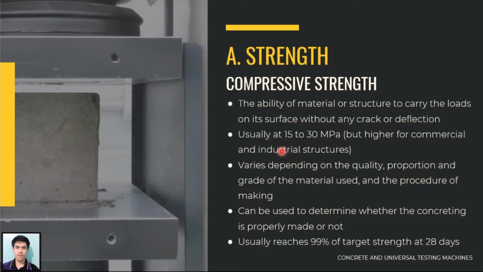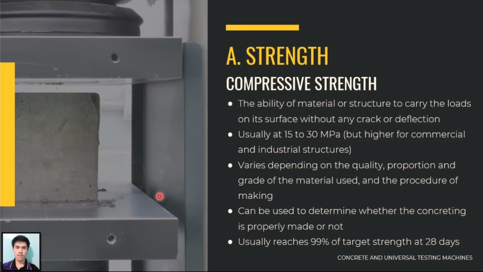So ang compressive strength ng concrete is usually 15 to 30 MPa, pero nag-iiba pa rin siya sa mga commercial and industrial structures. So depende yun sa application. The compressive strength of concrete varies depending on the quality, proportion, and grade of the material used and the procedure of making. So ano ba yung compressive strength? So ito yung ability to resist axial loads, no? Yung pumapatong sa kanya. So yung mga loads na nagko-compress sa ating concrete.